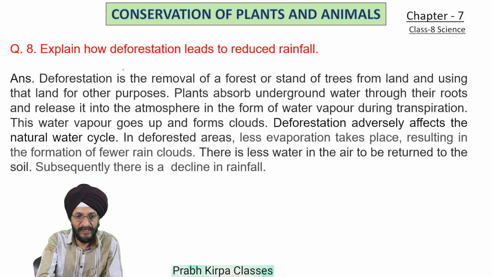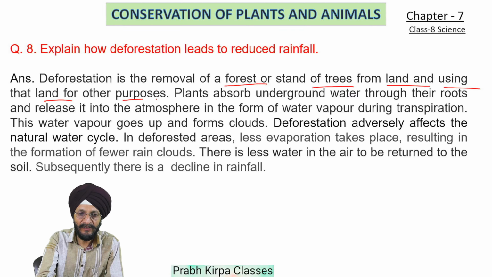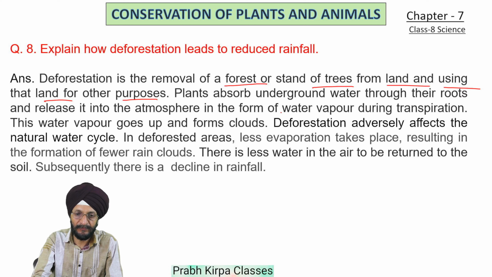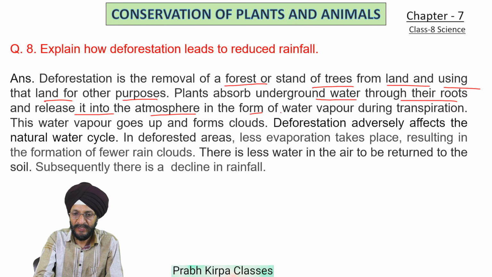Next, question 8. Explain how deforestation leads to reduced rainfall. Deforestation means removal of forest or stand of trees from land and using that land for other purposes such as agriculture, building homes, industries, or for mining or other purposes. Plants absorb underground water through their roots and release it into the atmosphere in the form of water vapor during transpiration. The water vapor goes up and forms clouds.